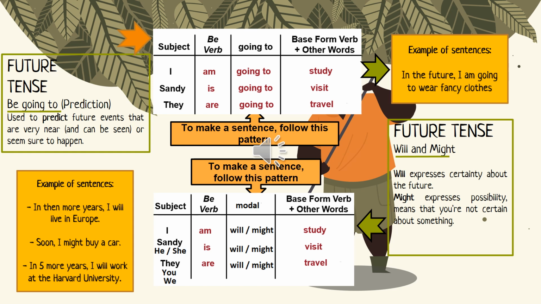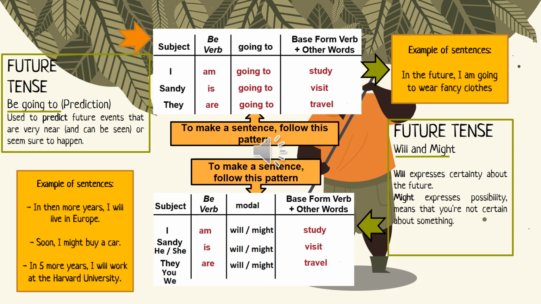When you want to make a sentence in future tense, you have to follow this pattern. The subject I, the be verb is am. The subject Sandy, he or she, the be verb is. And the subject they, you, we, the be verb is are, and all of those subjects can be followed by will or might. Don't forget that after that comes the base form verb or verb 1.